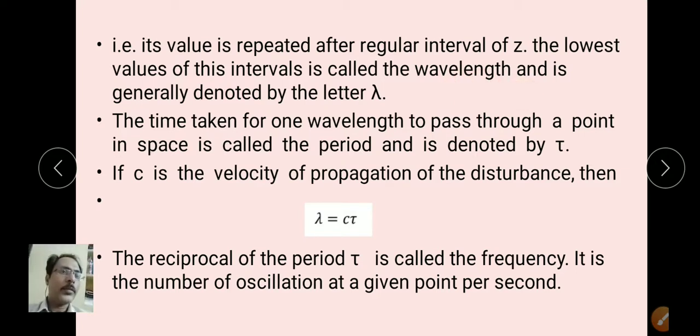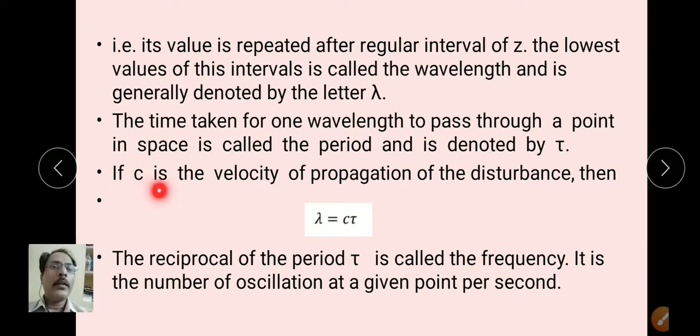That is, the distance from one crest point to another crest point is called the wavelength, and it is generally denoted by lambda. The time taken for one wavelength to pass through a point in space is called the period. As we know, the wave should pass from one point to another point. That is considered the period and is denoted by T or tau.